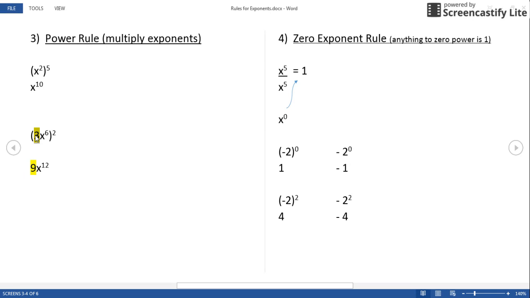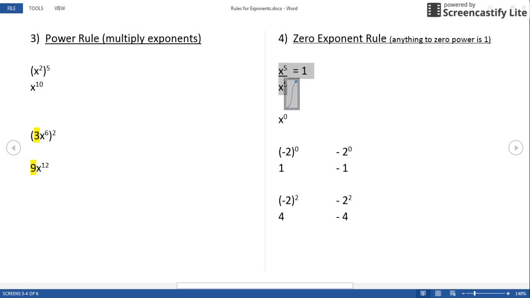3 squared means 3 times 3. 3 times 3 is 9. So our result here is 9x to the 12th. We multiply those exponents, but the 3 was to be multiplied times itself, however many times this exponent tells us to do it. Our next rule is the zero exponent rule.